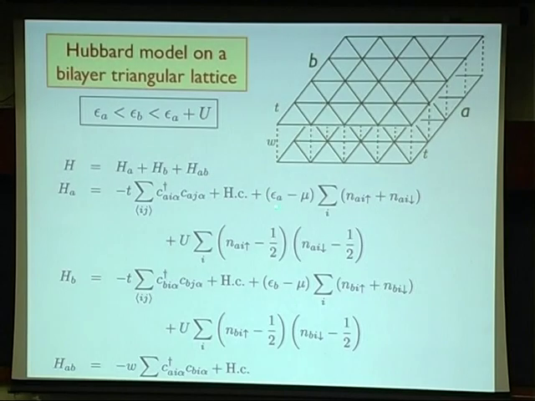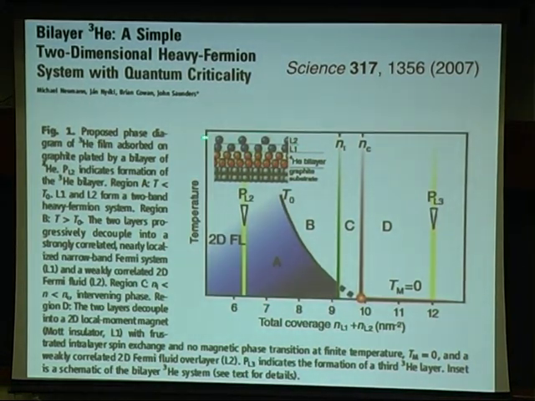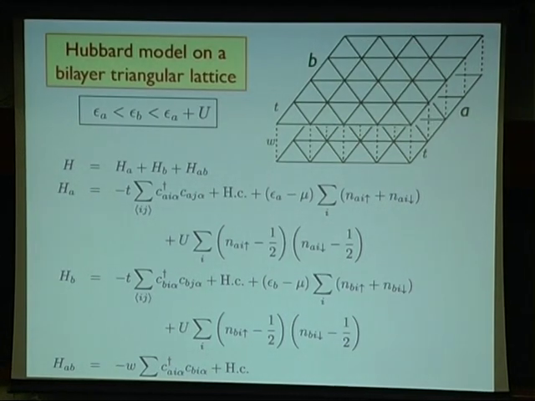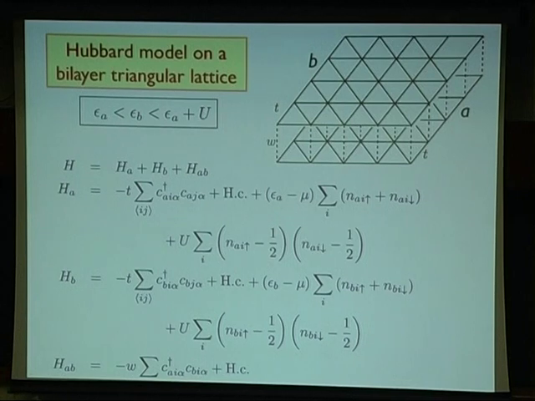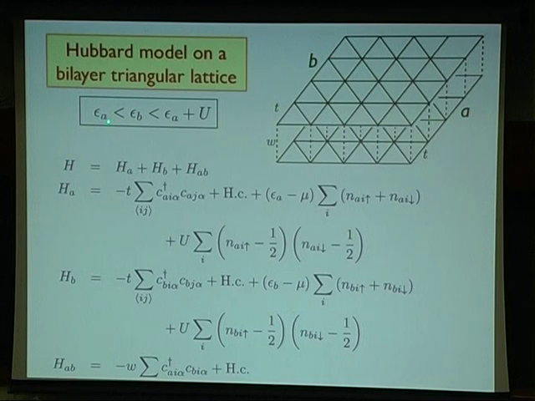And the only difference is the on-site energy, epsilon A and epsilon B, and I choose them so that you fill the sites in exactly this way. That is, you fill the lower layer first, and then you start adding the second layer. So in this regime, when you put in some helium atoms, which are fermions, these are helium-3 atoms, they will first start going into the lower layer, because epsilon A is small, until the lower layer fills up, so you have one atom per site.